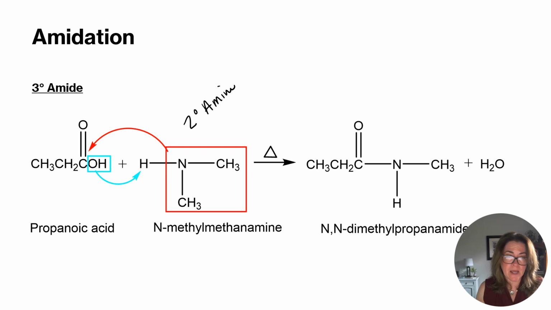Again, it is that OH group from the acid that is reacting with the hydrogen from the amine to give us our amide. All of our reaction conditions are done under heat. And this is a typo here. But our product will be our amide plus our water.